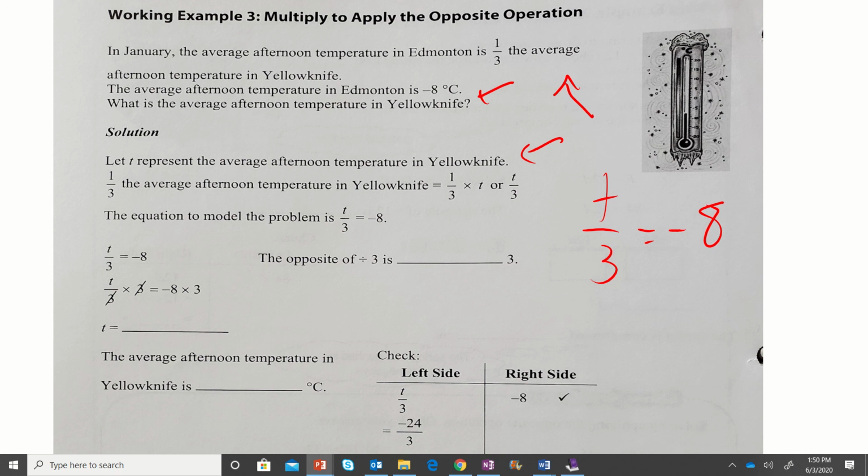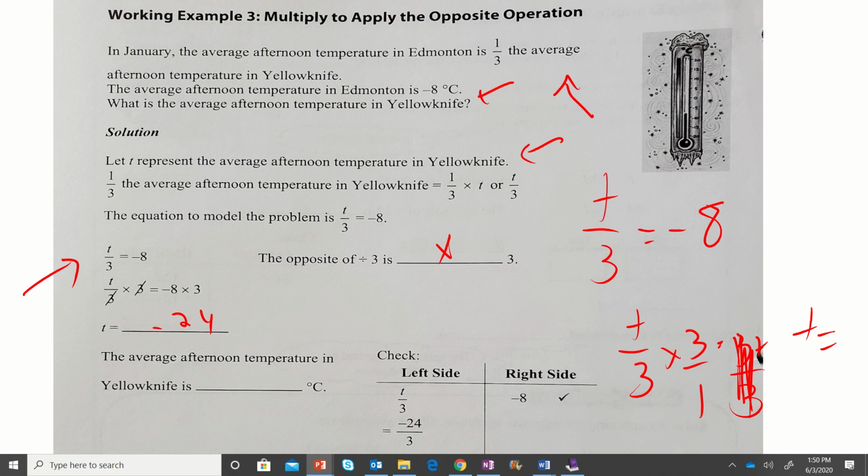So now what we want to do is take T over 3 and find out what T is. So here I'm going to take T over 3 and multiply by 3. The reason why is if we did that, we'd get 3T over 3, and then we cancel it out, and we'll just get T equals. Now we have to do it to the same side, though. So negative 8 times 3, we're going to get negative 24. So this is multiplied by 3. So we get negative 24 is the average afternoon temperature in Yellowknife.